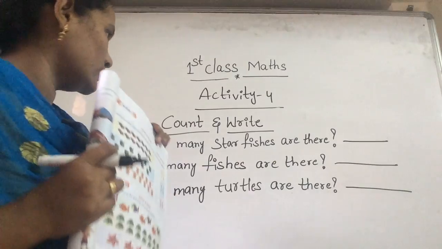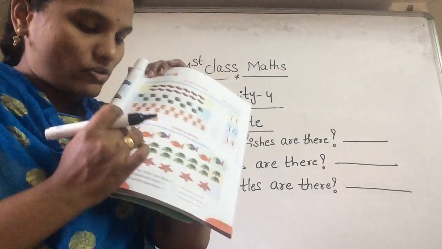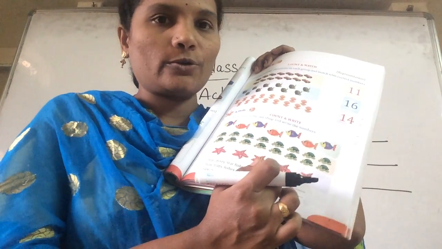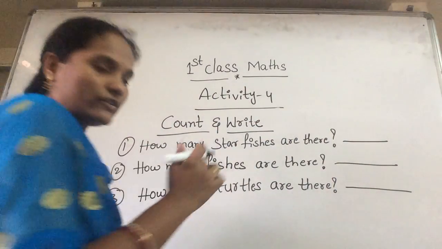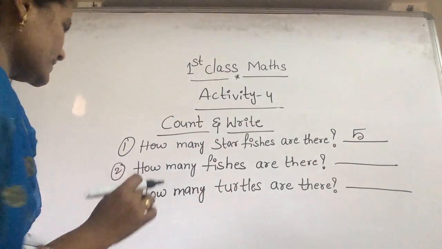Now count and write here. How many starfishes are there? Count the starfishes. 1, 2, 3, 4, 5. You should write here. How many? 5. Write the number here. Now next one.